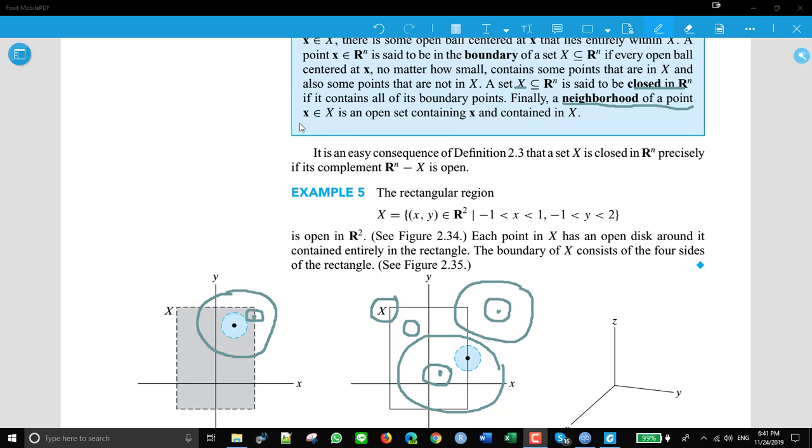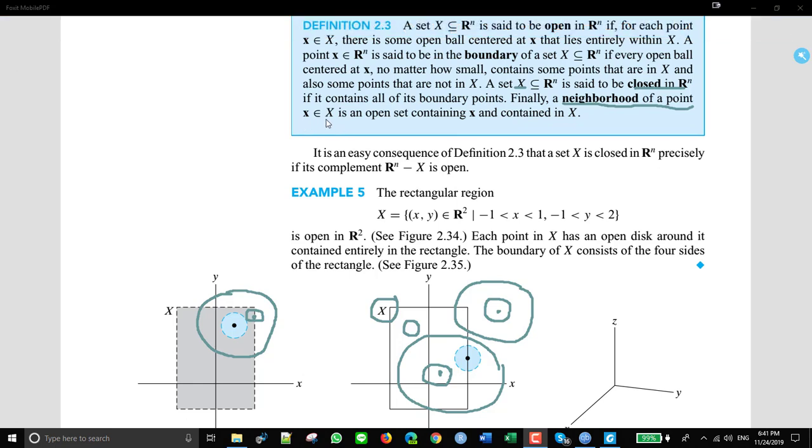So the neighborhood of a point x in X is an open set containing x and contained in capital X. So this is the neighborhood of this point. This is also a neighborhood of this point. And for this point, a neighborhood could be, for example, that, or a bigger circle, but this would not be called a neighborhood because the entire neighborhood must be contained in X, so that wouldn't be called a neighborhood.